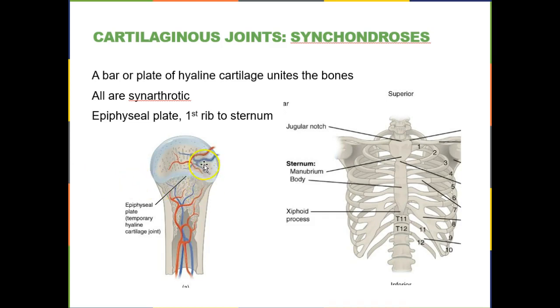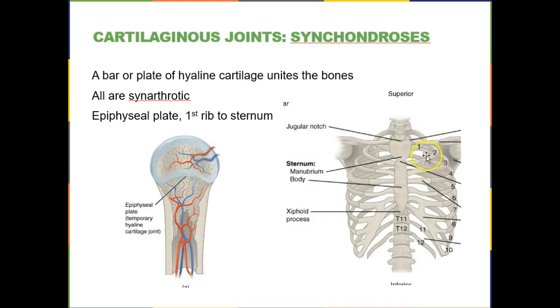So technically speaking, the connection between the epiphysis and the diaphysis of all of your growing long bones qualifies as a synchondrosis, because the epiphysis is a separate bony structure attached to the diaphysis by your epiphyseal plate cartilage, and there's no movement there. And then also rib number 1 is directly glued to your sternum by a little bit of hyaline cartilage, so that is also a synarthrotic joint.